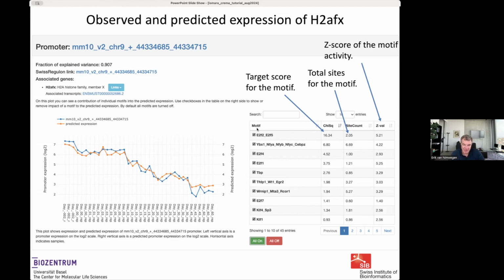And so you can now play around and turn the effects of the predictions of individual motifs on or off. The purpose of this is to show you the top regulators that are predicted to target this promoter, and to explore how much the predicted gene expression changes if you turn those regulators on and off.